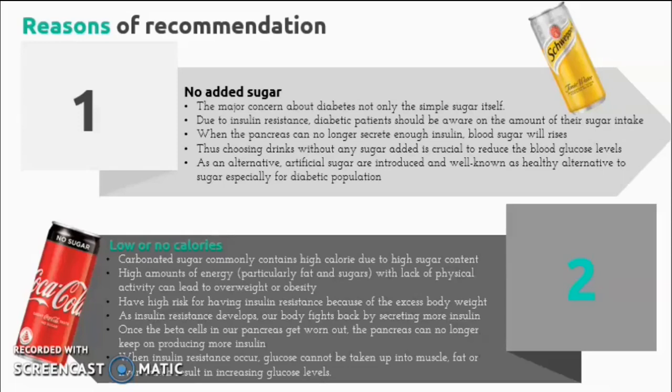As insulin resistance develops, our body fights back by secreting more insulin. Once the beta cells in our pancreas get worn out after trying to produce more insulin, the pancreas can no longer keep up with the demand for more insulin. When insulin resistance occurs, glucose cannot be taken up into muscle, fat, or liver, which results in increasing glucose levels.